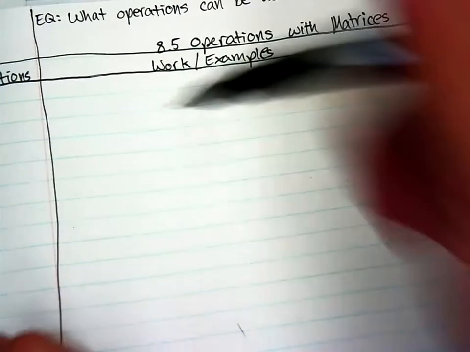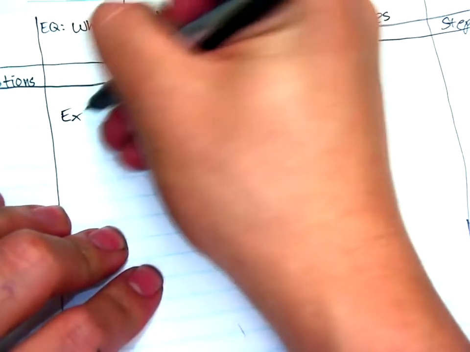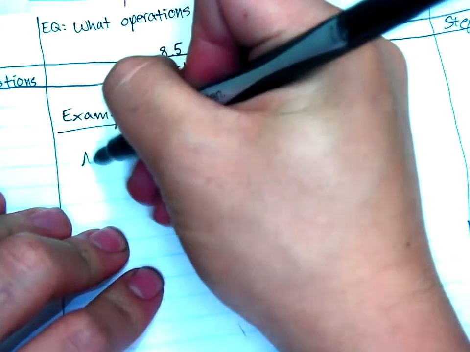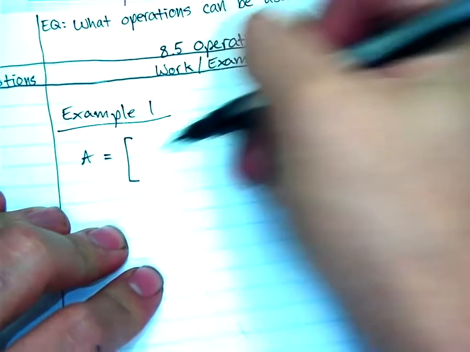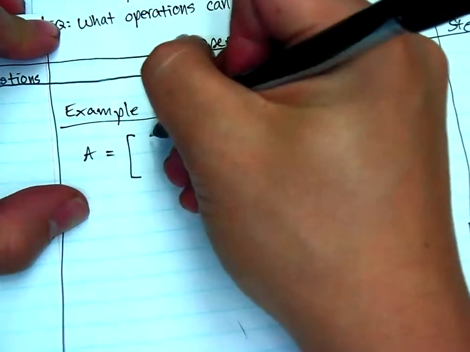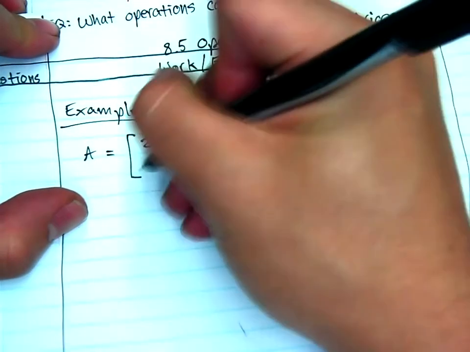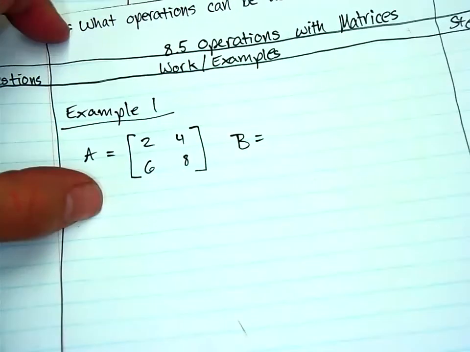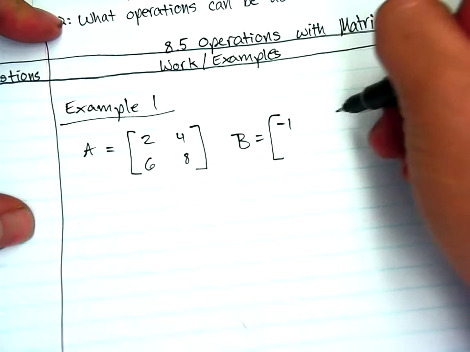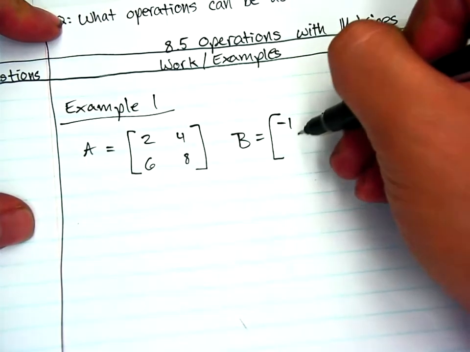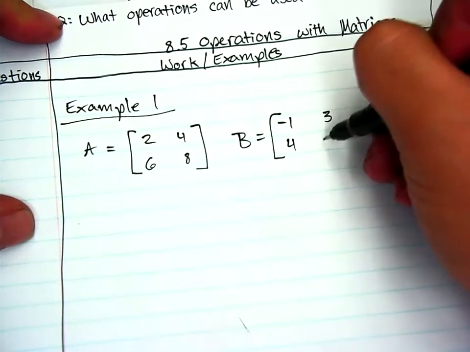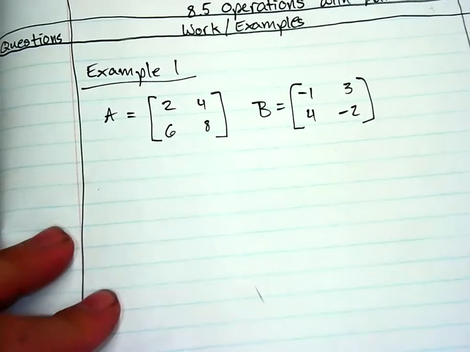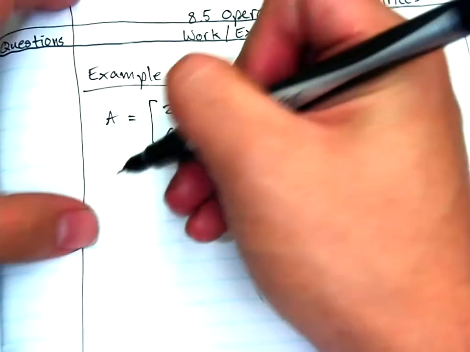So example 1. I'm going to go ahead and label a new matrix. Let's just make up one. A as 2, 4, 6, 8. And then B, we're going to have -1, 3, 4, and -2.